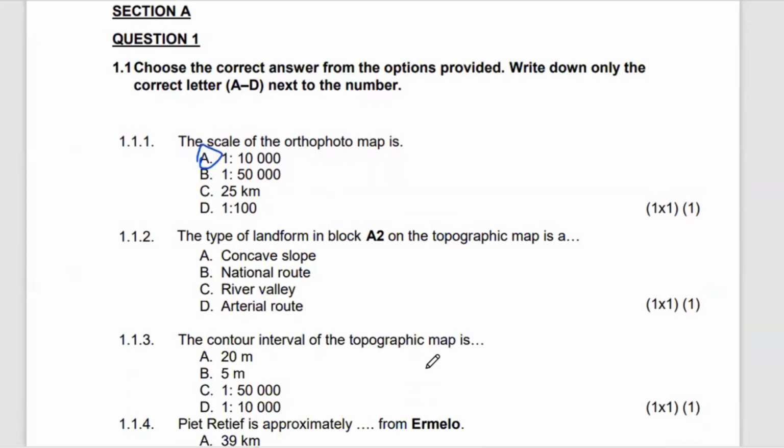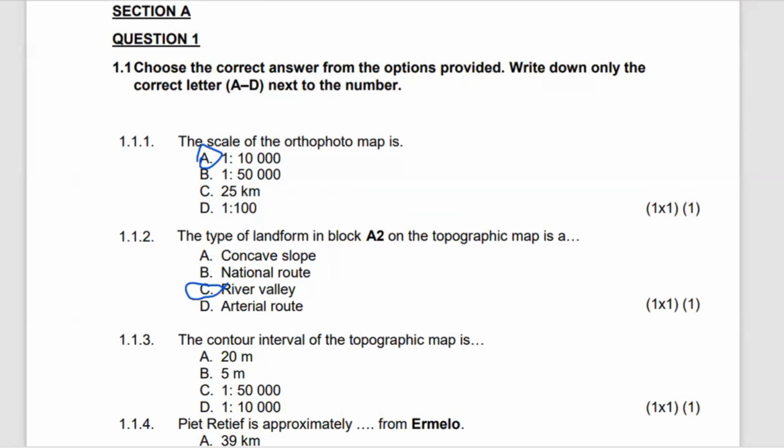Okay, the type of landform in block A2 on the topographic map is: is it a concave slope, the national route, river valley, or arterial route? Okay, the answer is a river valley.